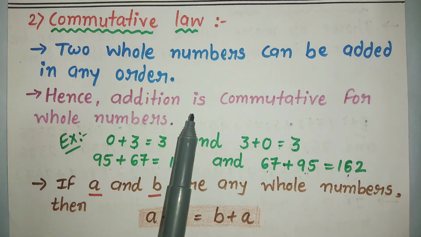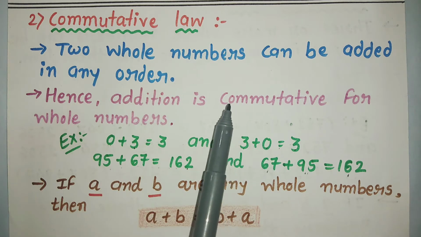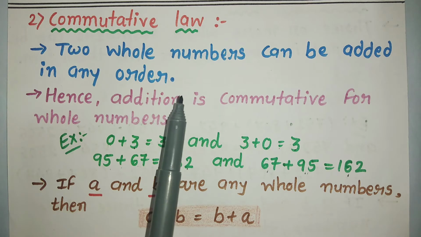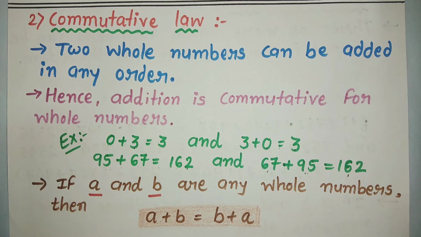So what is the commutative law? Commutative law means if we interchange or change the order of two numbers, the answer will be the same. So here the universal rule is: if A and B are any whole numbers, then A plus B equals B plus A. As we have seen here, A plus B equals B plus A. So addition is commutative for whole numbers.